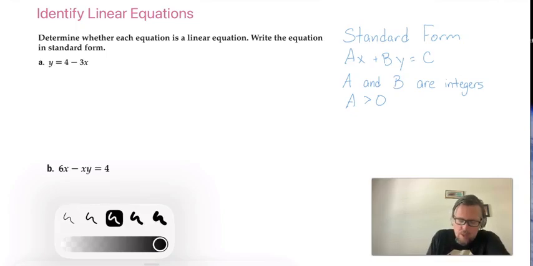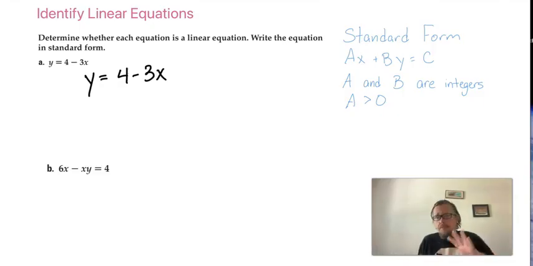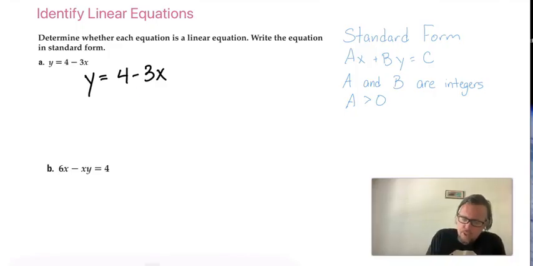And our equation is y equals 4 minus 3x. So the y is on the left side of the equal sign, which is where we need it. The 4, the constant, is on the right side where we need it. So the only thing that needs to be moved is the minus 3x. So we're going to use the addition property of equality to add 3x to both sides.